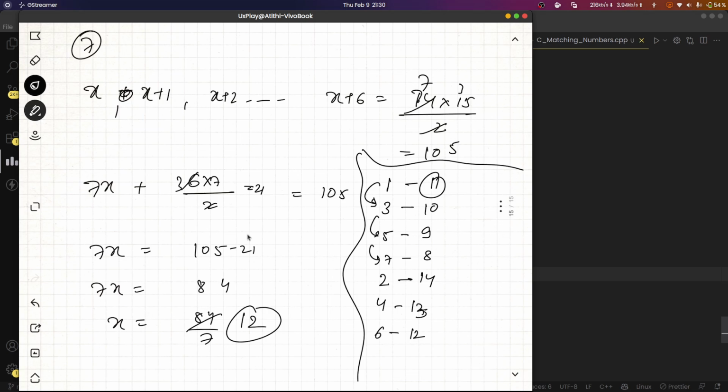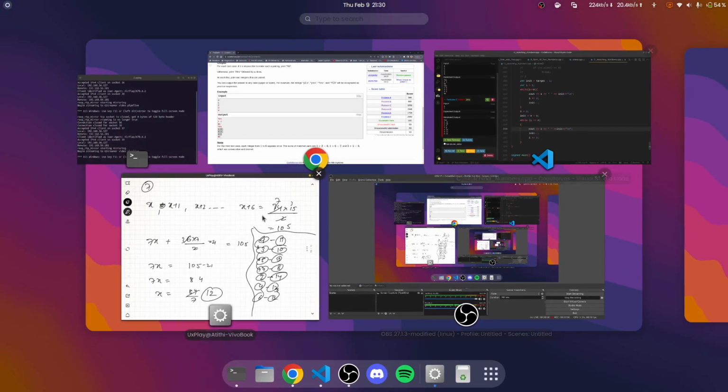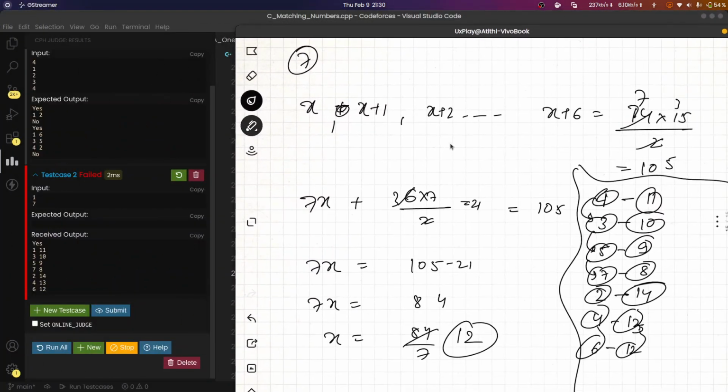1 has been taken, 2 has been taken, 3, 4, 5, 6, 7 have been taken, 8 9 10 11 12 13 14, yeah, all the numbers have been taken. So let us confirm it against the solution which I got. Is it the same or not? Let me check it. 1 and 11, then 3 and 10, 5 and 9, 7 and 8, 2 and 14, 4 and 13, 6 and 12. So you can verify it like this.